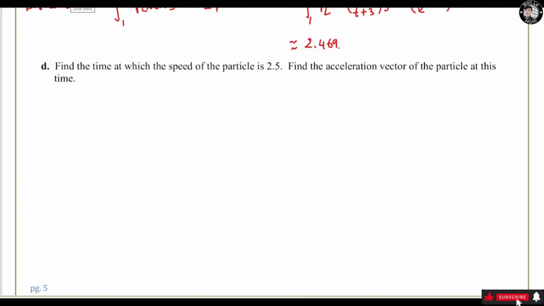Now let's move on to the last one. Find the time at which the speed of the particle is 2.5. Find the acceleration vector of the particle at this time, right? So the speed equals 2.5. You know that the speed is given by the formula square root of x prime of t squared plus y prime of t squared, right?